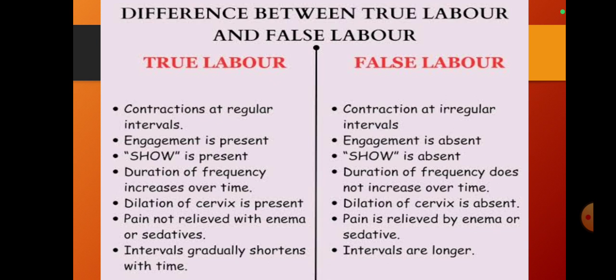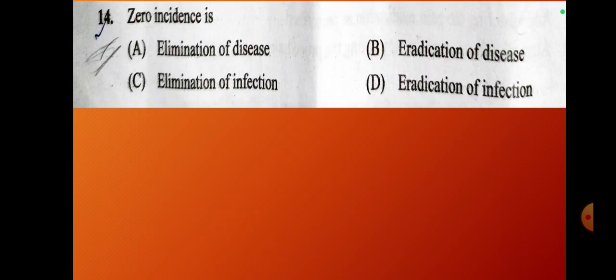In true labor, dilation of the cervix is present, and in false labor, dilation of the cervix is absent. In true labor, pain is not relieved with enema and sedative. In false labor, pain is relieved by enema and sedative. In true labor, intervals gradually shorten with time, and in false labor, intervals are longer.